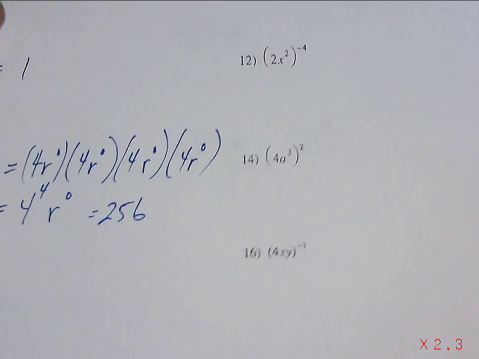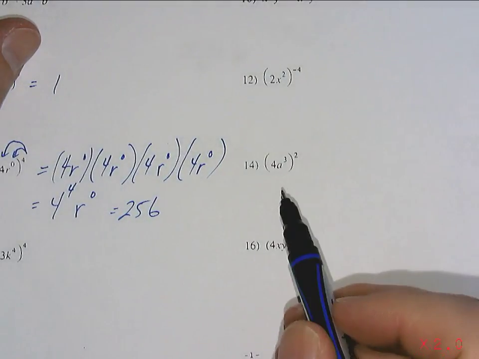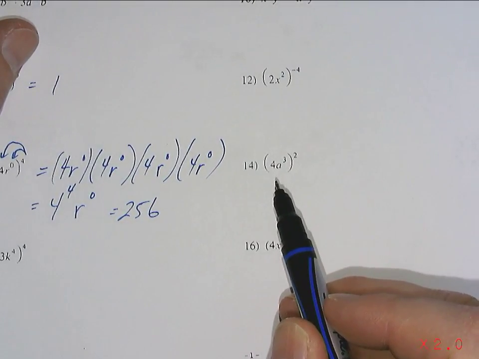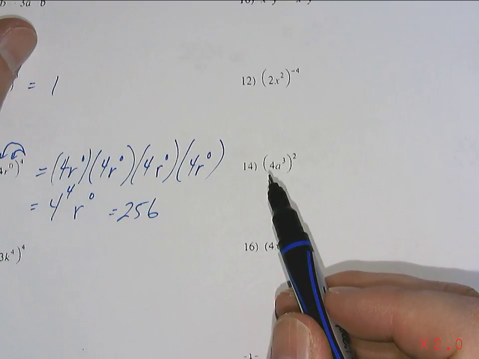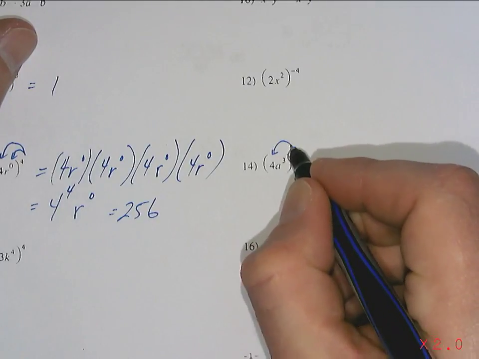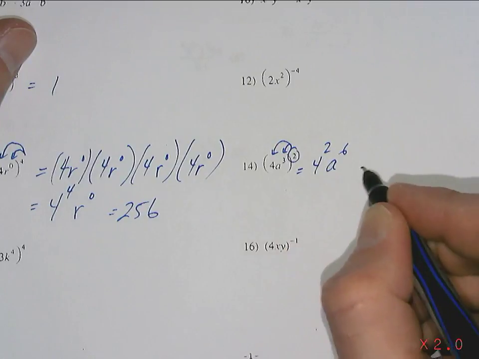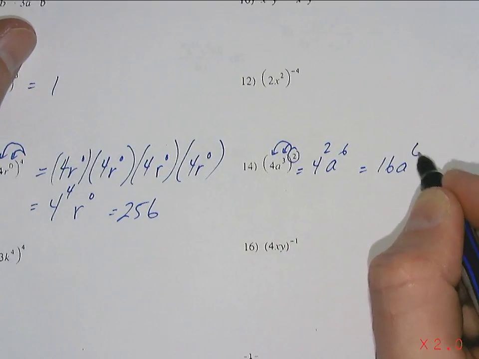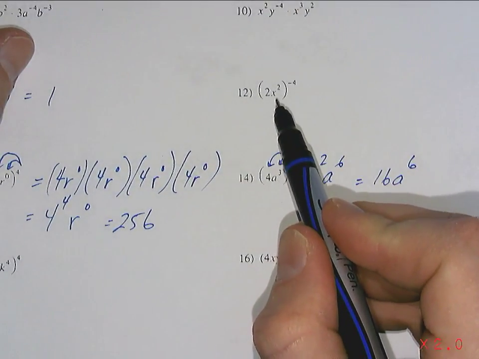Let's look over here. Compared to this one, Vespa, what would you do here? It would be 16a to the 6. That's right. So if you use the shortcut, it's going to be 4 squared, a to the 6, and we just write it as 16a to the 6. Perfect. What about this one, though?